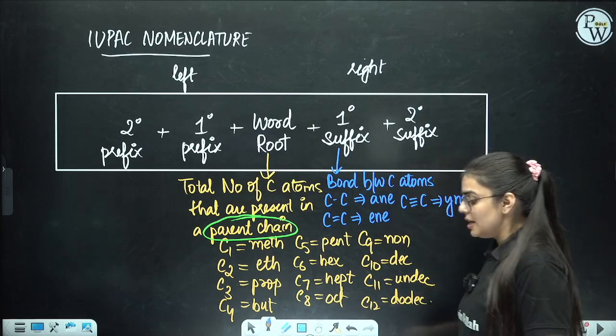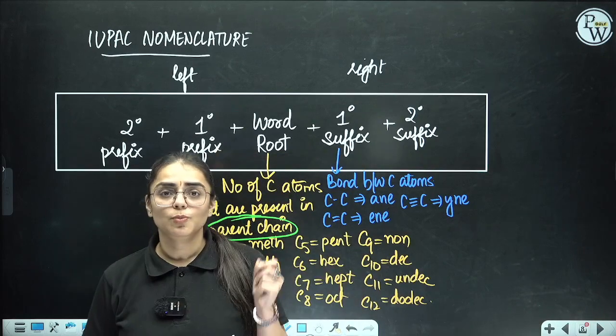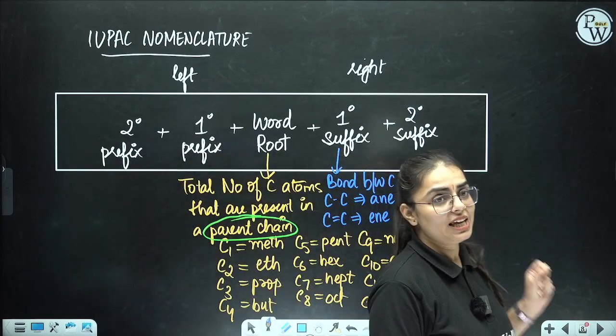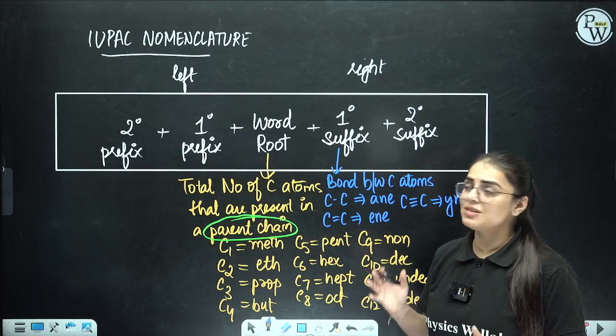So clear with this part? When there is a single bond between carbon, you will be using ane. When there is a double bond, you will be using ene. When there is a triple bond, you are going to use yne.